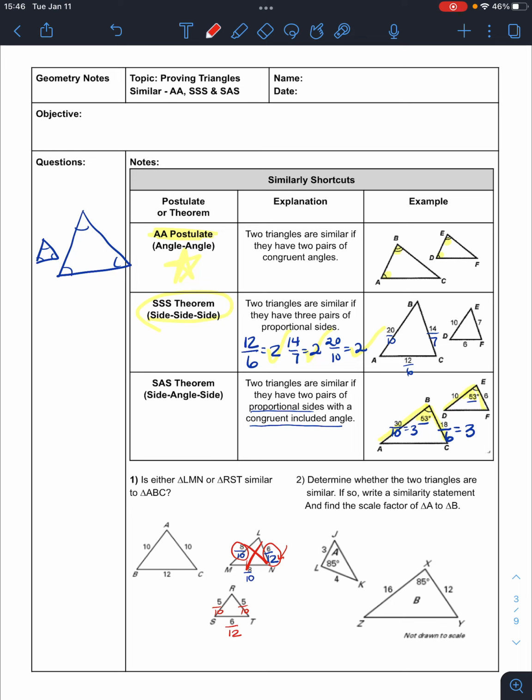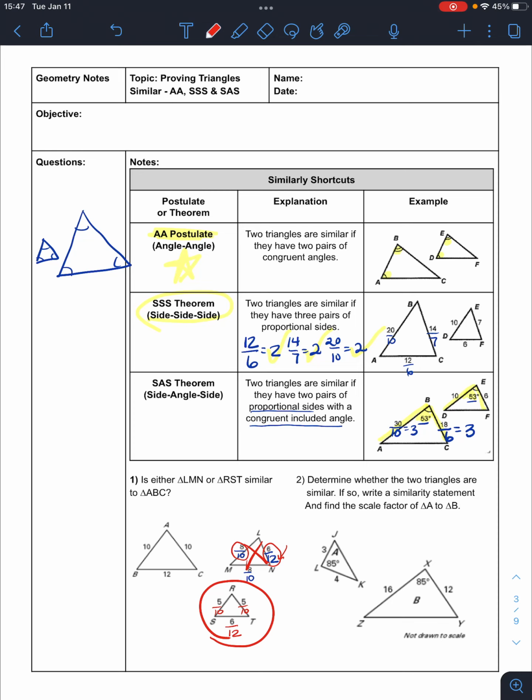But then the other two sides had to be the same. So you had to match those up with the 10s. But if you look at this, 5 over 10 is 1/2, 5 over 10 is 1/2, and 6 over 12 is 1/2. So that means that RST is the one that is similar to ABC.